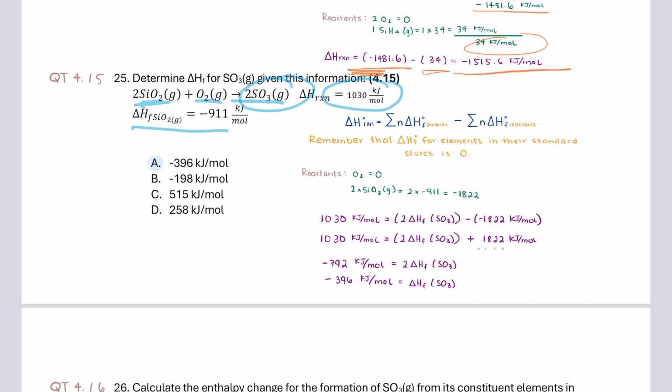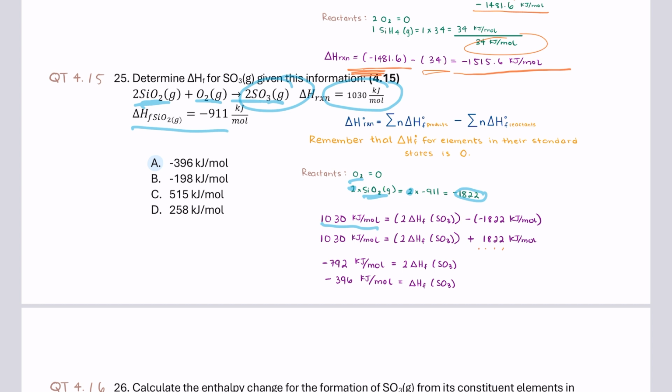So we start with the reactants. We have 1 mole of oxygen gas, which is in its elemental form, meaning its change in standard enthalpy of formation is 0. We also have 2 moles of silicon dioxide gas, and we know that the enthalpy of formation for that is equal to negative 911 kilojoules. So we multiply 2 times that to get negative 1,822 kilojoules per mole. That gives us the total contribution from the reactants. Now we can plug things into the formula. The reaction enthalpy is 1,030 kilojoules per mole.